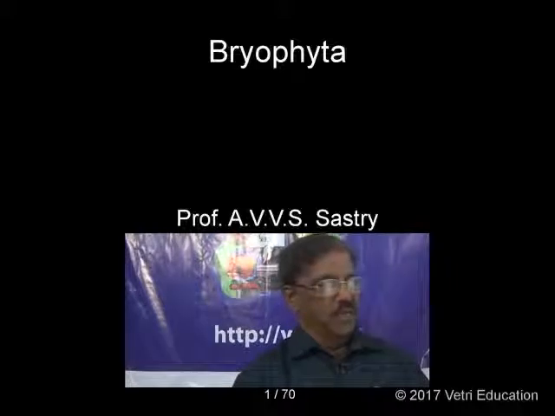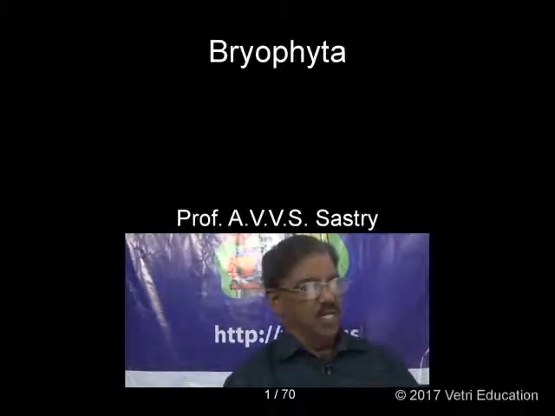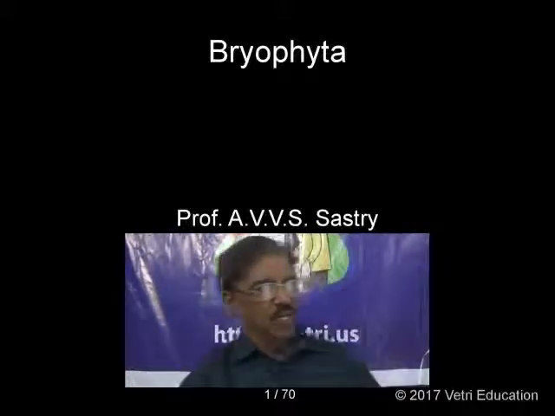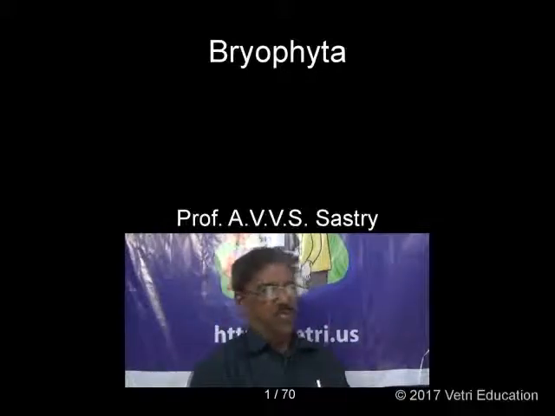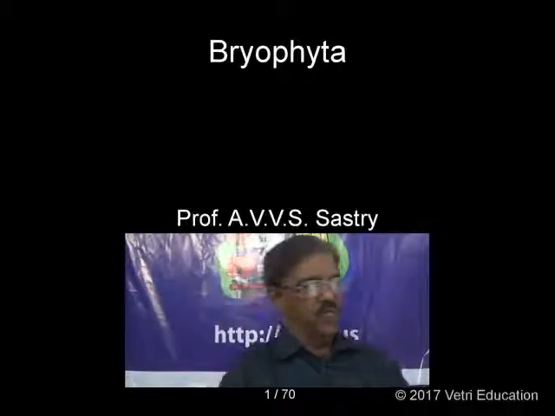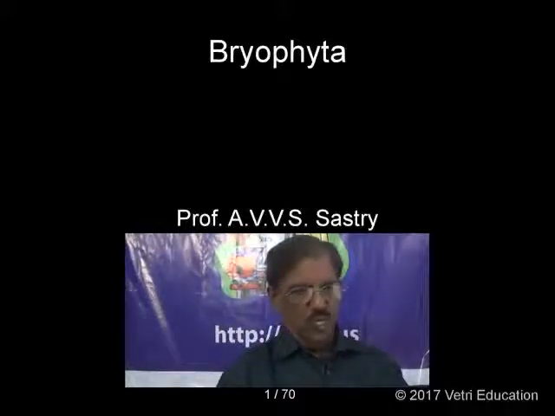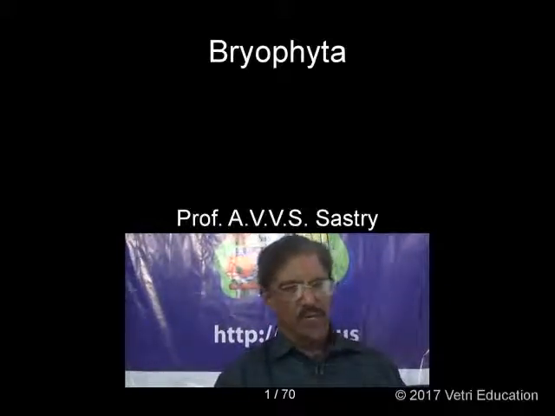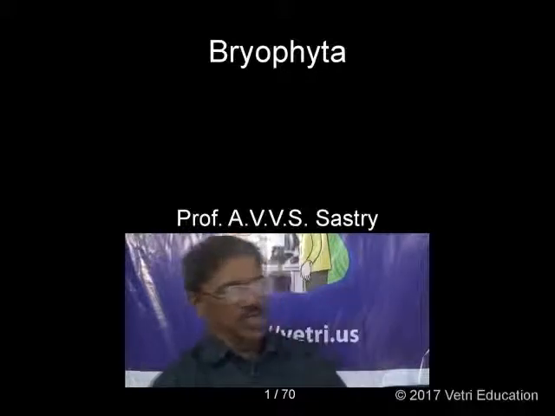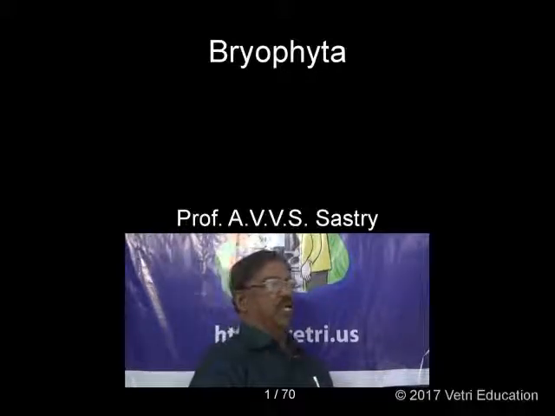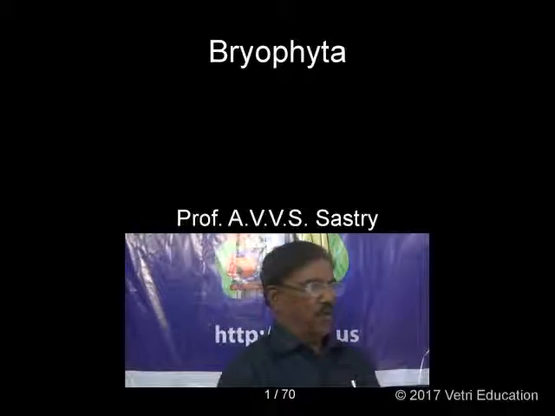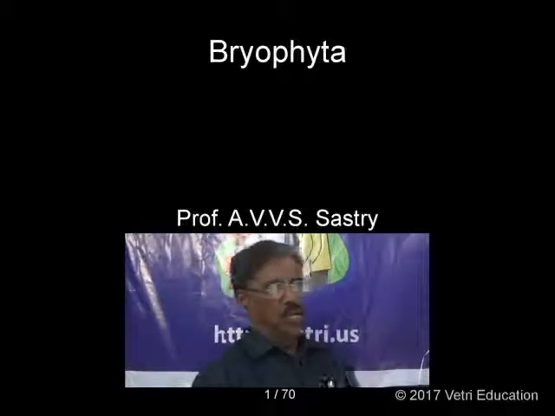The other day we discussed the general characters of bryophytes. They are the first embryophytes because after gametic fusion they produce an embryo, and they are also the amphibians of the plant kingdom, and we discussed those characters. Now let us see the occurrence. Today we see the occurrence of these bryophytes, where you can find them.